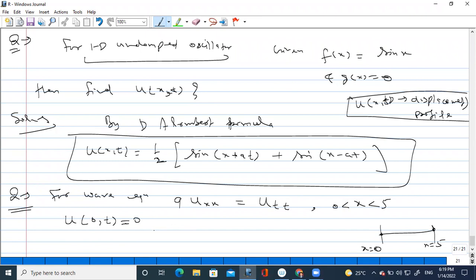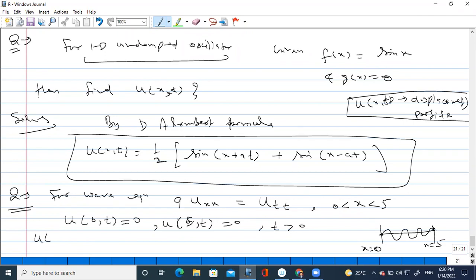So one more condition will be there, u at 5, t is also 0. Means at this place also your displacement is 0. And t is greater than 0. This is also the condition.